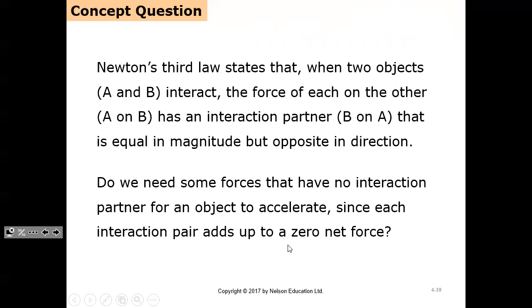So we have two forces. What is the sum of the two forces? They are equal in magnitude, opposite in direction. If you add them, what do you get? Zero. If the net force is zero, we know from Newton's second law, acceleration has to be zero. So he is asking, does it mean we need some force that has no interaction partner for an object to accelerate? For an object to accelerate, we need non-zero net force.